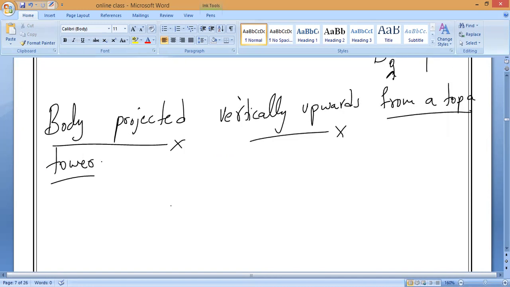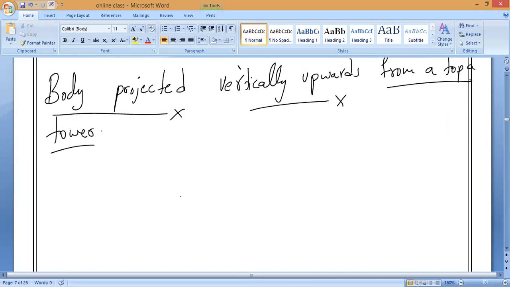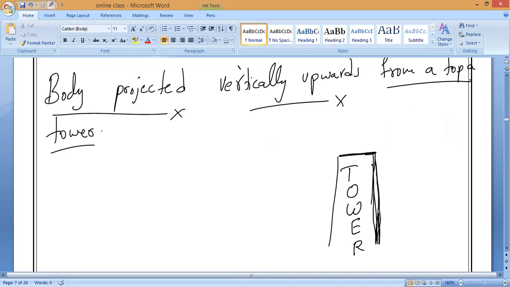From where is the body thrown now? Not from the ground. Where are we throwing the body? From some tower, yes or no? So let me imagine this is some tower. Now the tower already has some height, yes or no, guys? It is a certain height.